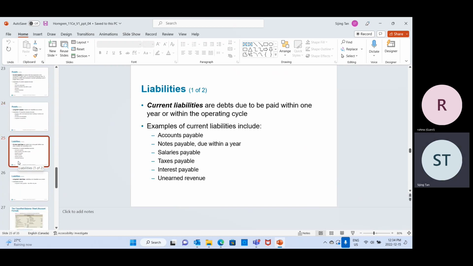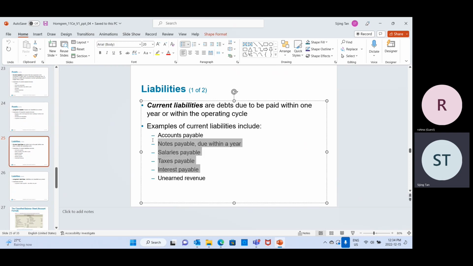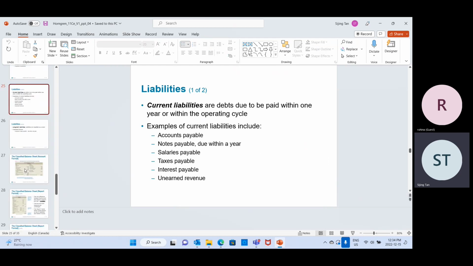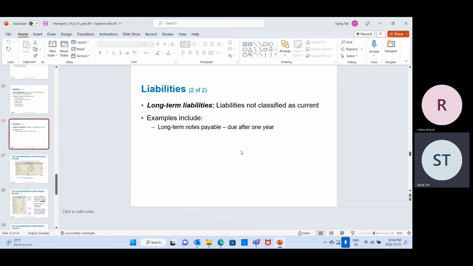Now liabilities. Current liabilities are debts due to be paid within 1 year or within one operating cycle. Examples are accounts payable, notes payable, salary payable, tax payable, interest payable. So it's very easy to remember, right? As long as there's a payable in the term, those are liabilities. And then plus unearned revenue. Okay, that is where the revenue has been received, but services have not been delivered. Long-term liabilities, like long-term notes payable, are due after 1 year.